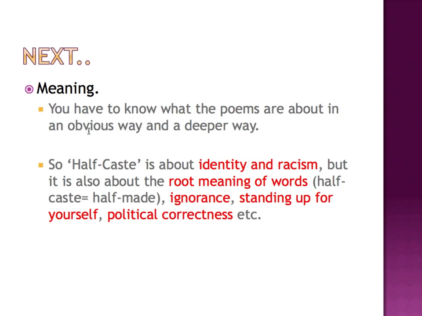But if we take Half Caste, again, another poem from the anthology which is readily available, you will be able to know straight away that this is about identity and obviously maybe about racism, but it's also about the root meaning of words, ignorance, one person standing up for themselves, political correctness, perhaps speaking on behalf of a race, multiculturalism. You can name 100 different things. It just depends how you want to develop your understanding of it, and they're always really important to pick out.